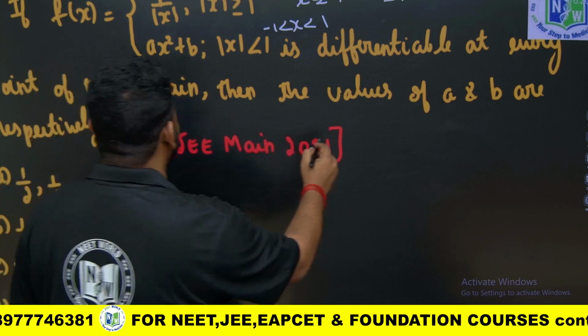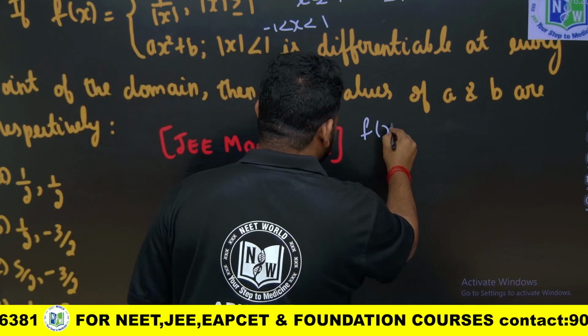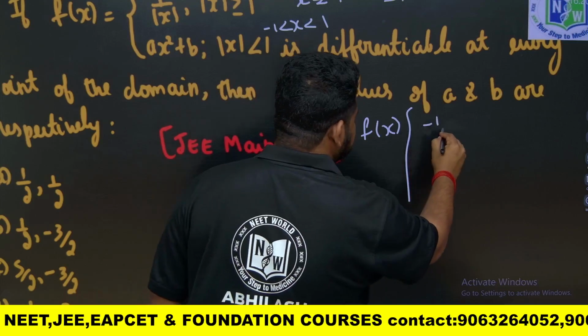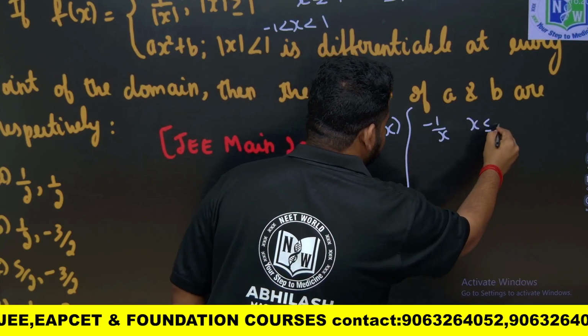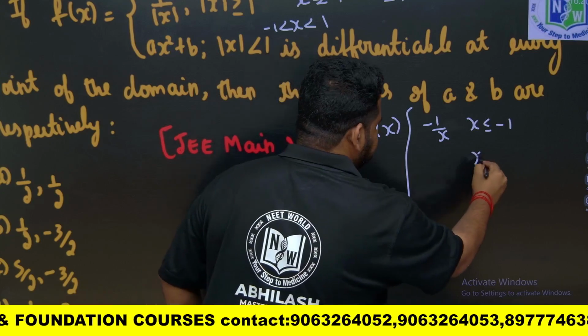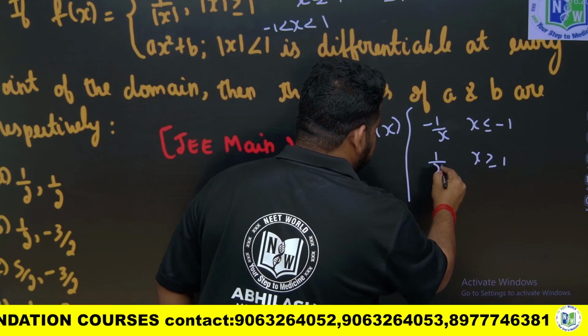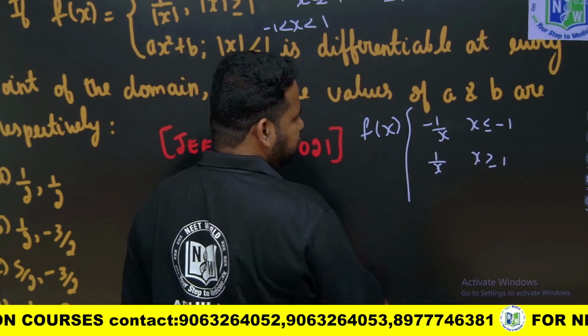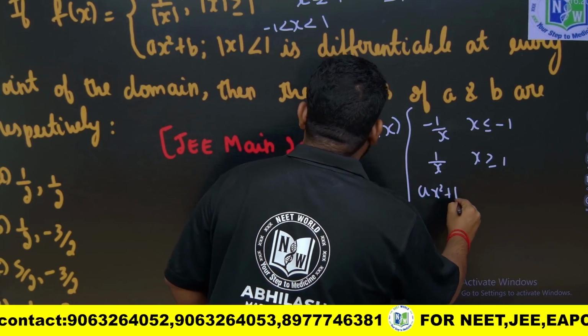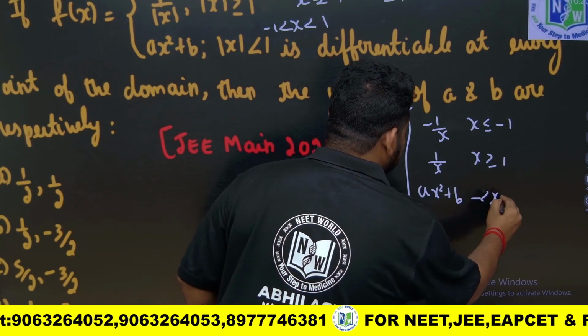So, if I split the function and write it, for x less than or equal to minus 1, mod x becomes minus x, so it becomes 1 by minus x, that is minus 1 by x. If x is greater than or equal to 1, it becomes positive 1 by x. And we have ax square plus b for x lying between minus 1 and plus 1.